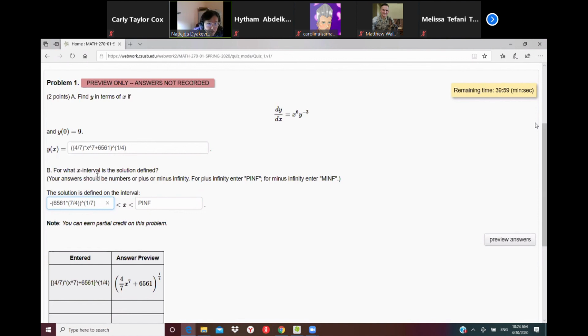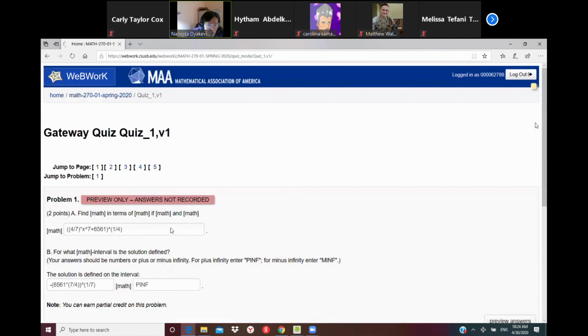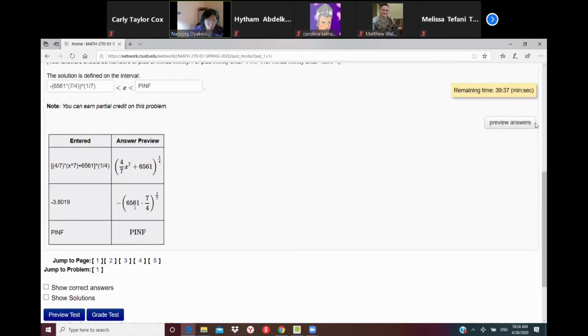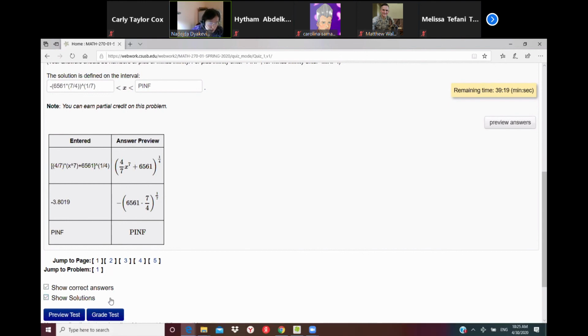See, the problem would be here. If you leave it as exponent to the 1 over 4, then it would accept 1 as the exponent, and 4 would go in the denominator of the entire expression. So let me preview this as well. Yes, this is what I wanted it to look like, provided it's correct. I believe it's correct. So, 65, 61, 7 over 4 to the power 1 over 7, and there's a minus in front, infinity.